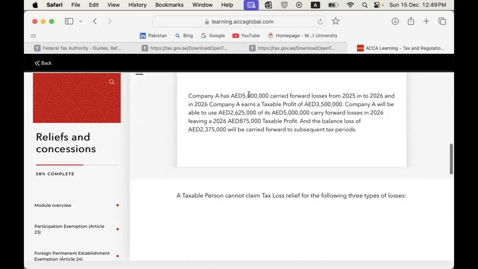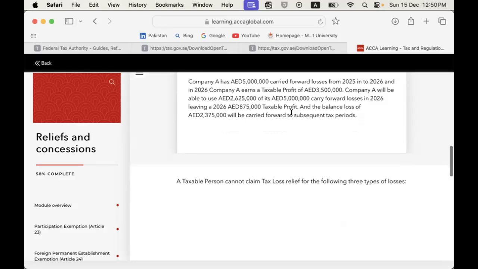Example: Company A has 5 million dirhams of carried forward losses from 2025 into 2026. In 2026, Company A earns a taxable profit of 3.5 million dirhams. Company A will be able to use 75% of this taxable profit out of the total 5 million tax loss that they carried forward. Sorry, 875k of taxable profit will still be taxed, and the balance loss of 2.375 million will be carried forward.